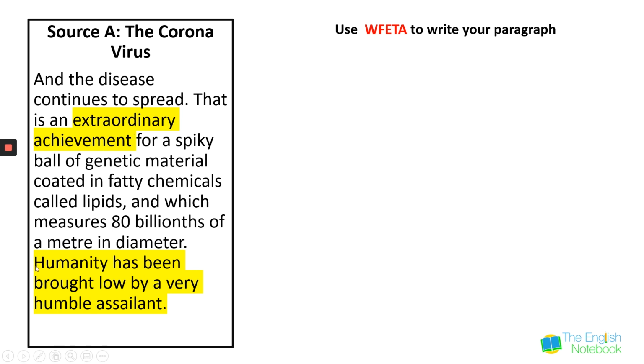I've also highlighted here, humanity has been brought low by a very humble assailant. If you look here, humble assailant, it's almost like an oxymoron. An assailant is someone or something, and in this case, the disease is being personified as a criminal. But humble assailant, a very interesting way of describing the virus. But let's see how we do it using FETA.